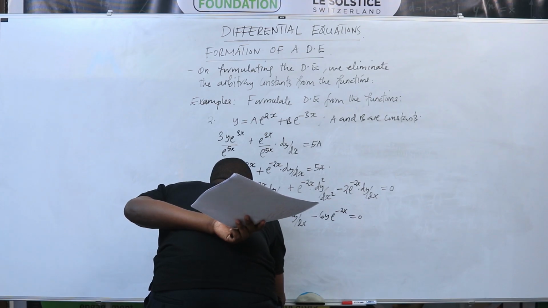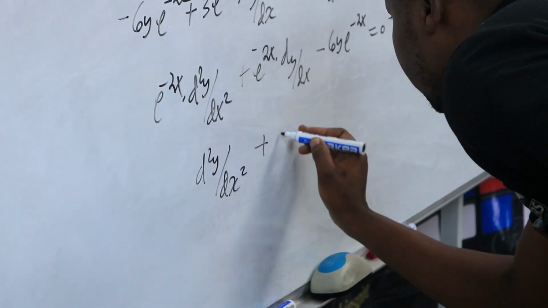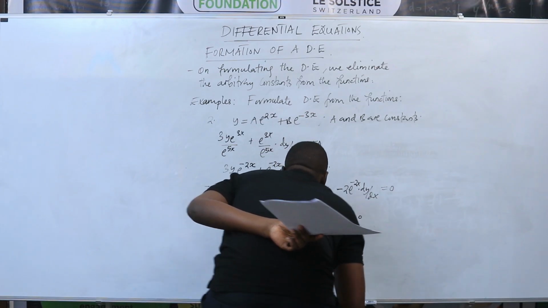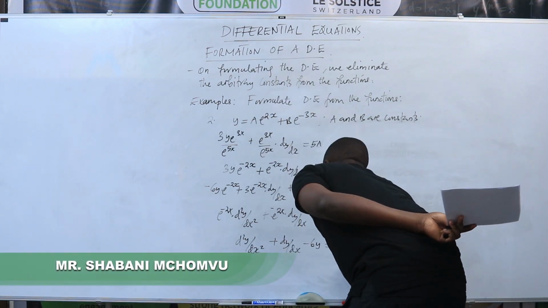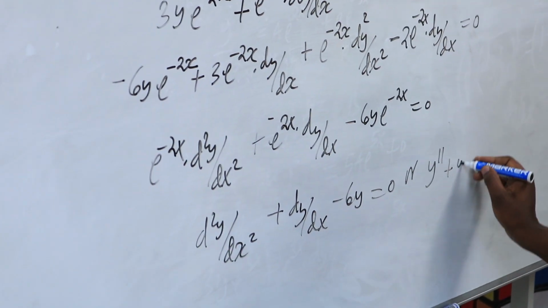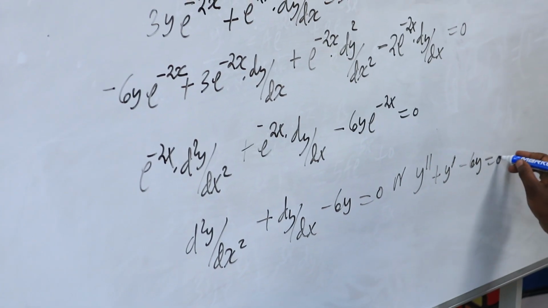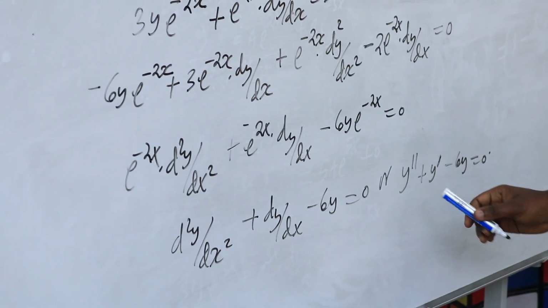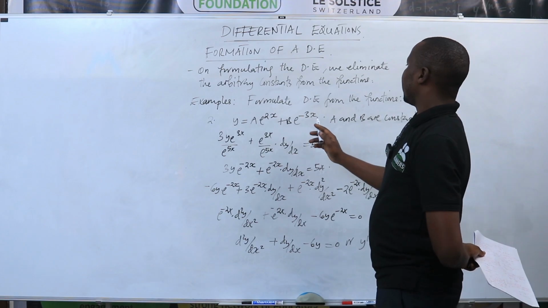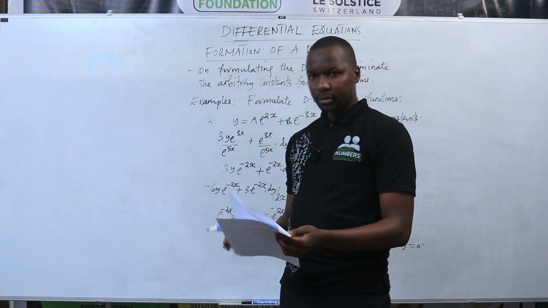And what we have now is d squared y over dx squared, now we plus dy/dx, we minus 6y equals 0. Or it can be expressed as y double prime plus y prime, then minus 6y equals 0. So we have now formulated the differential equation whereby the arbitrary constants a and b have been eliminated. Thank you.